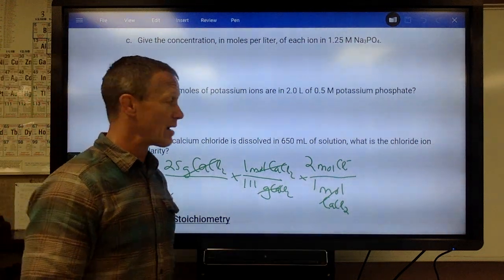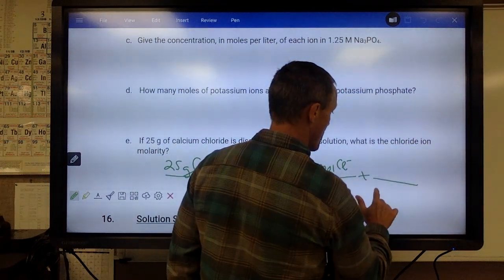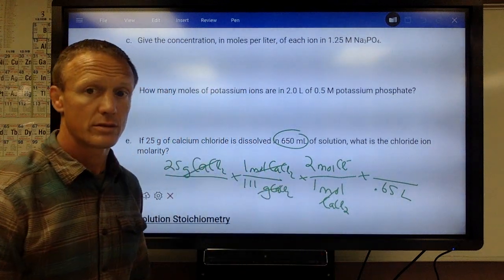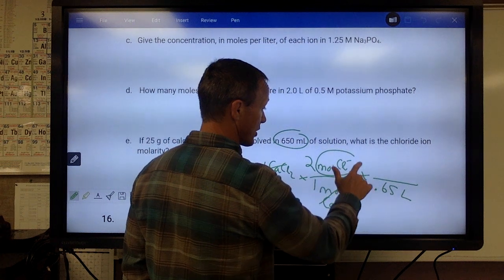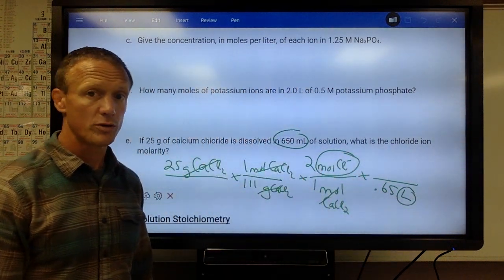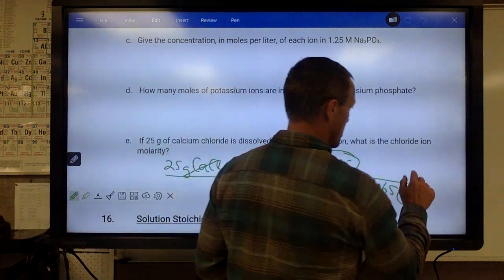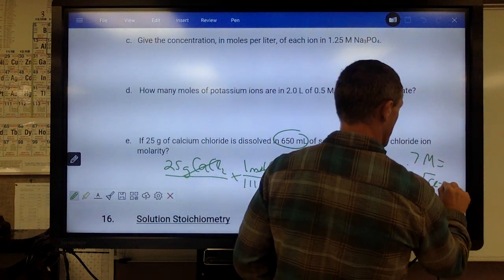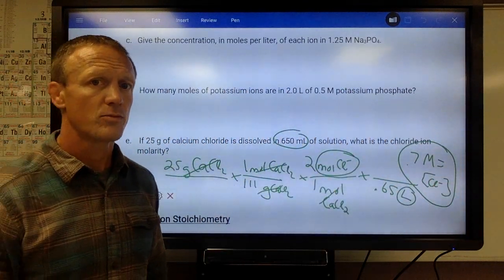Then we need to divide that by our liters. So I'm just going to put divided by 0.65 liters. There's nothing on top of that, which is a little weird, but we wanted molarity of chloride ions, moles of chloride ions per liter. How many moles would be in a full liter? So multiply across the top, divide by the bottom. It is about 0.7 molar, the concentration of chloride ions. All right, we'll do some more of those.